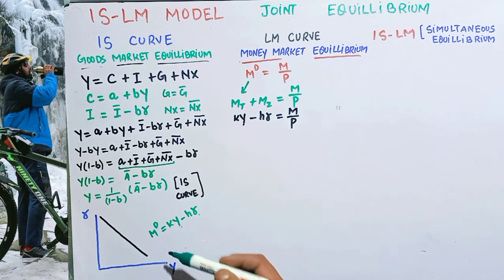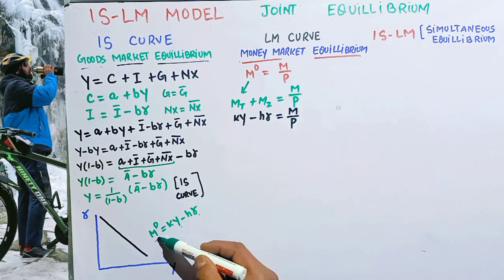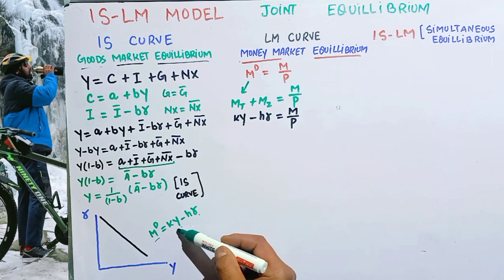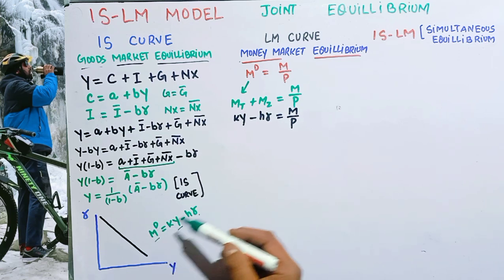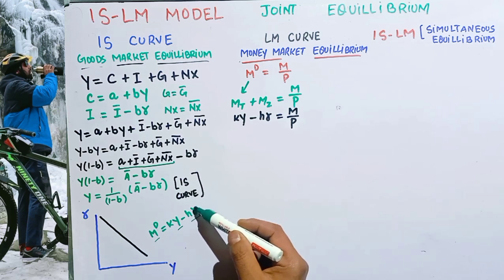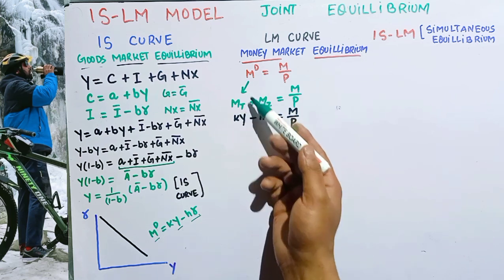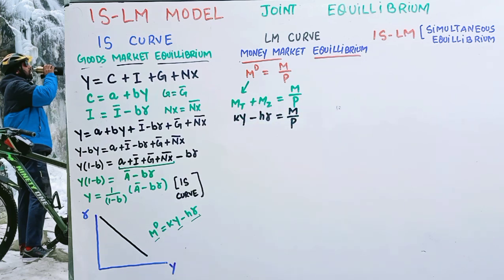That means demand for money is a positive function of the level of income and a negative function of the level of interest rate. Because we have a positive coefficient of Y, there is a positive relationship between level of income and demand for money. Since the coefficient of R is negative, there is a negative relationship between the rate of interest and demand for money. So this is what I have written here.